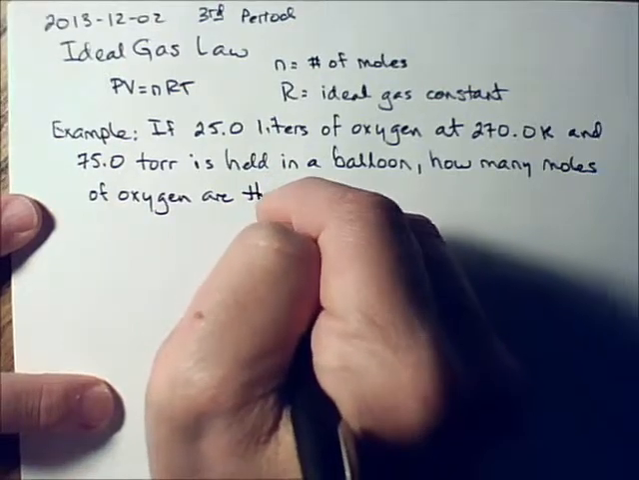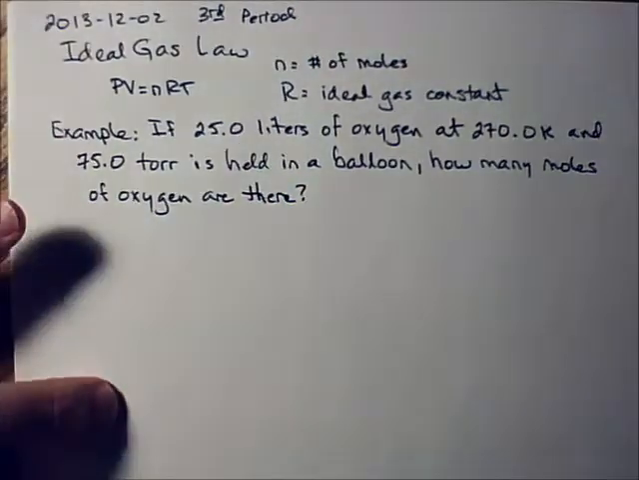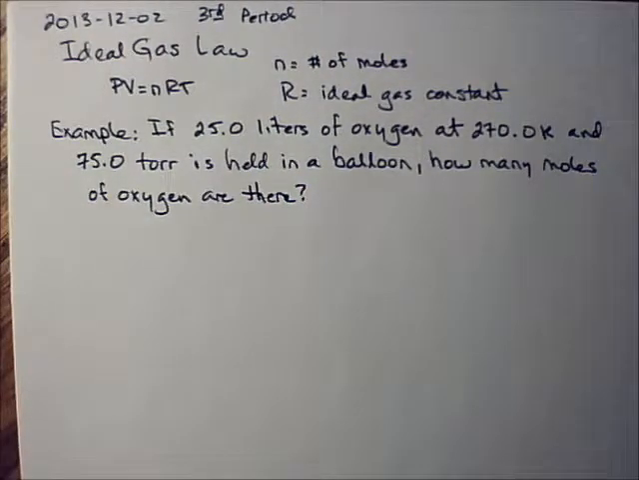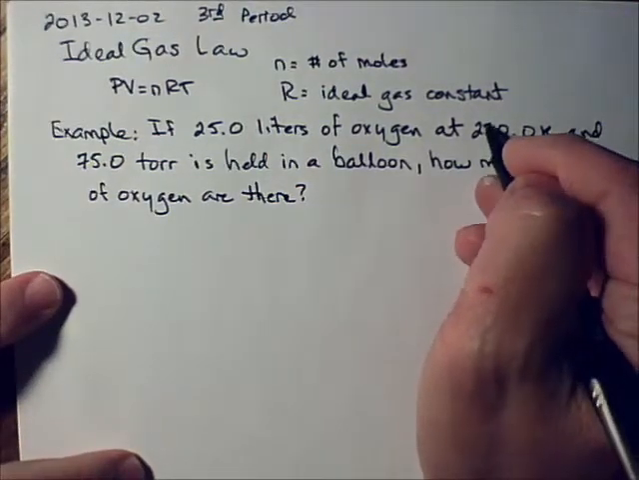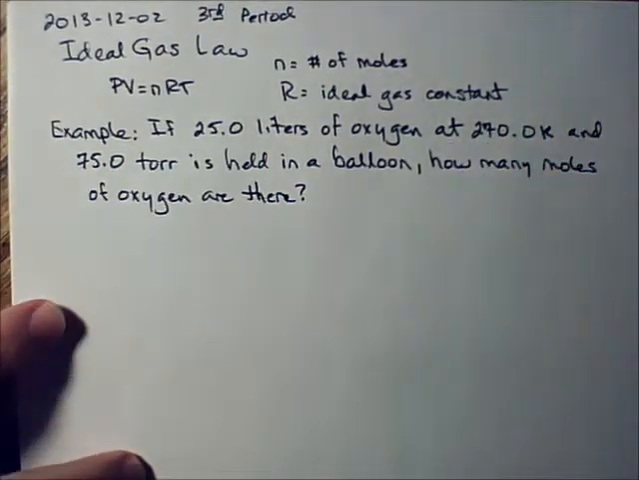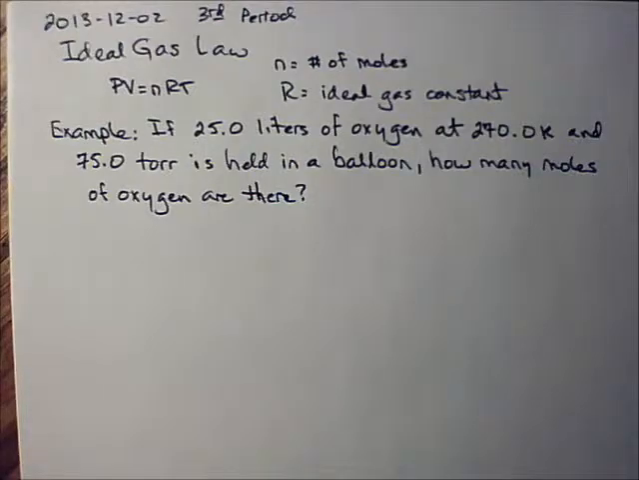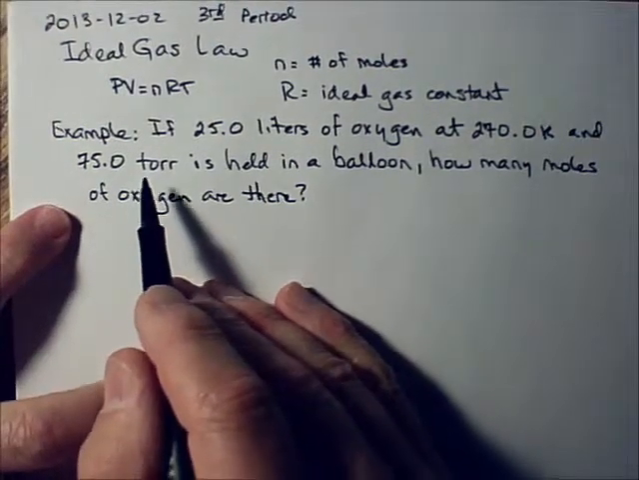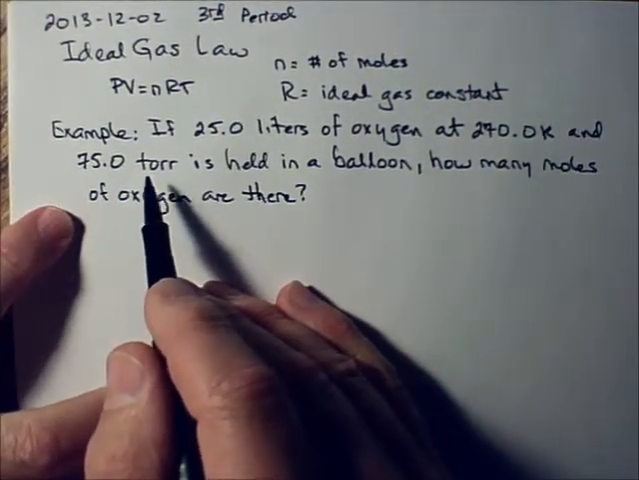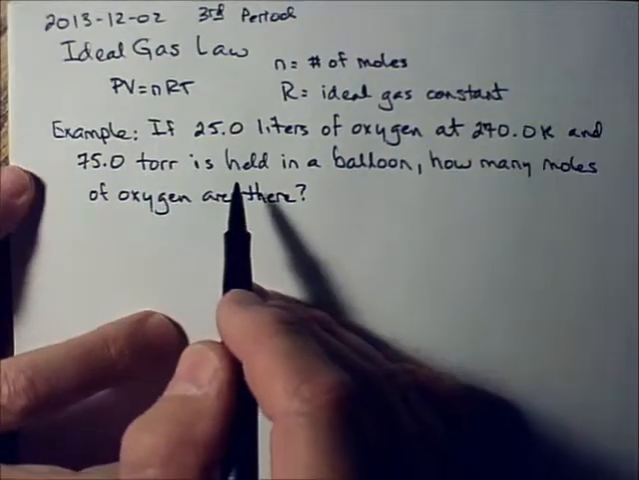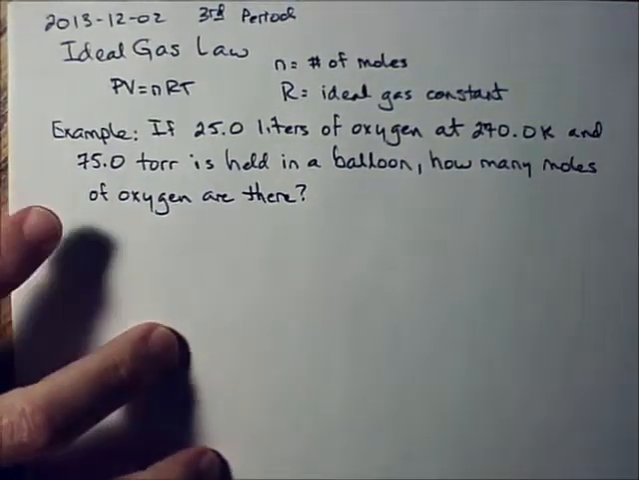Okay. So with 25 liters of oxygen at 270.0 K, so I helped you out here. I didn't give it to you in degrees C this time. And 75.0 torr, that's a pressure unit. Or held in a balloon, how many moles of oxygen are there?